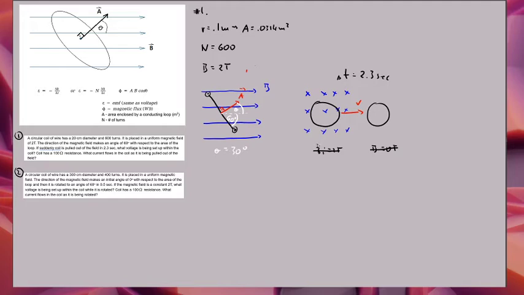I could say that initially I have an area of 0.0314 meters squared present in the magnetic field, which is the area of the loop, and then the final area of the loop present in the magnetic field is 0 meters squared. There is no area present in the magnetic field at the end. So I could take this approach, and this is what I'll do. And so this will give me delta A.